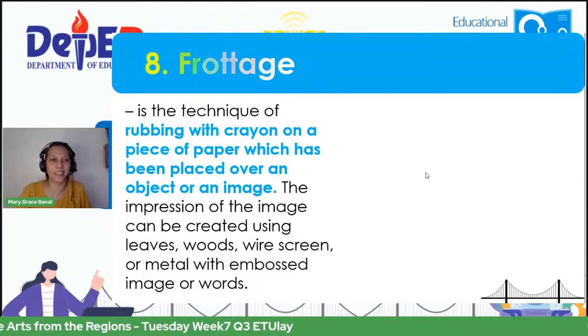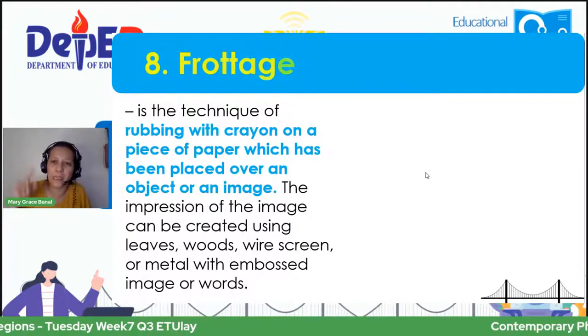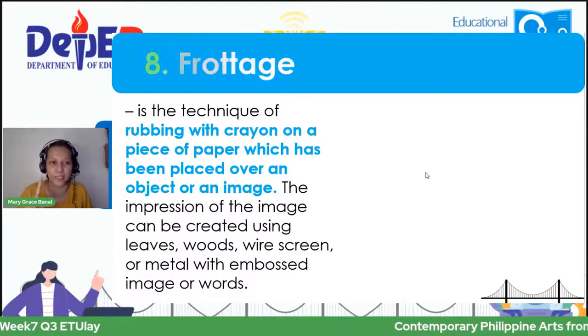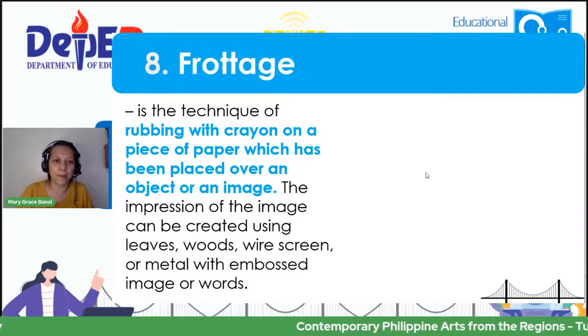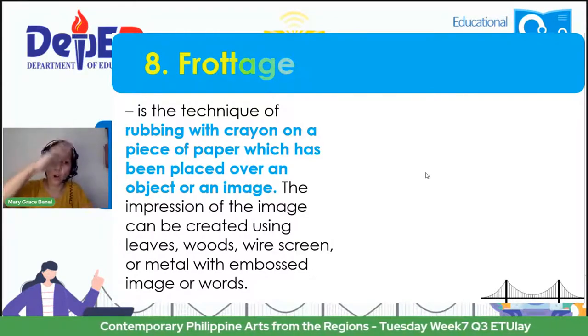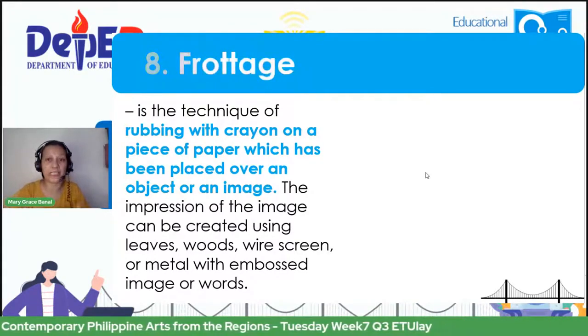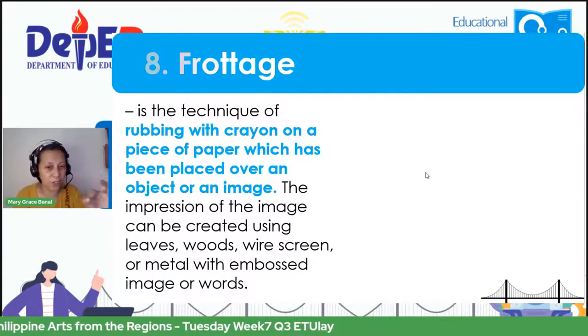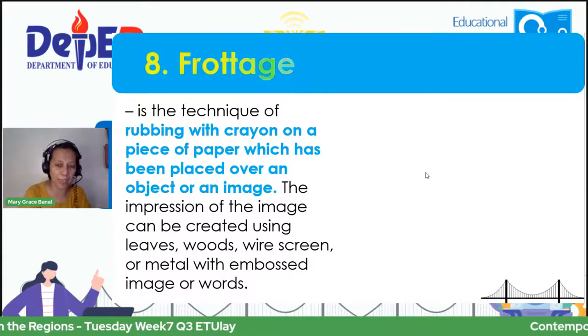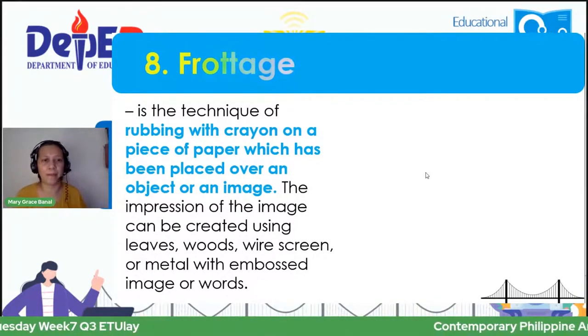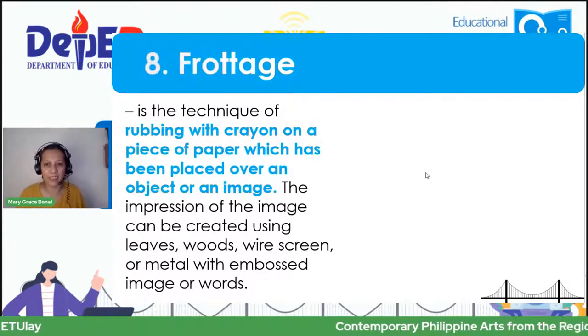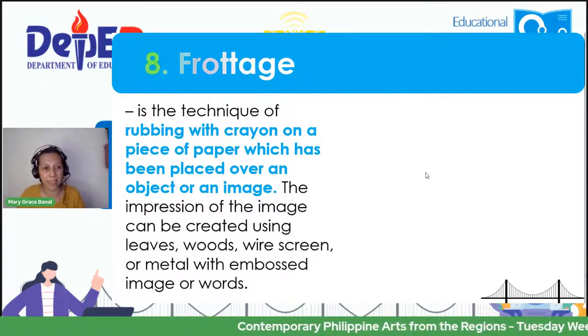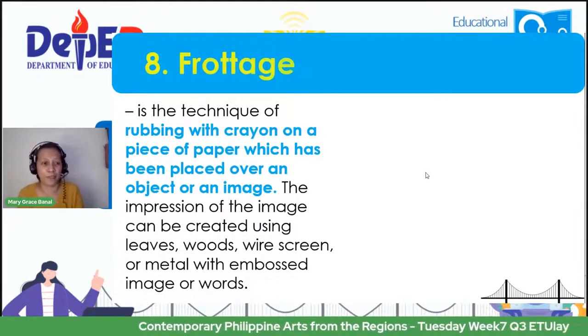And number 8, we have Protage. Okay, Protage is the technique of rubbing. So that's the process na importante sa Protage. Rubbing with crayon on a piece of paper which has been placed over an object or an image. Ginagawa nyo to ng bata kayo, yung piso, papatungan ng papel, tapos kokoloran sa ibabaw yung papel. So nababakat si Jose Rizal doon sa papel. That is an example of Protage.